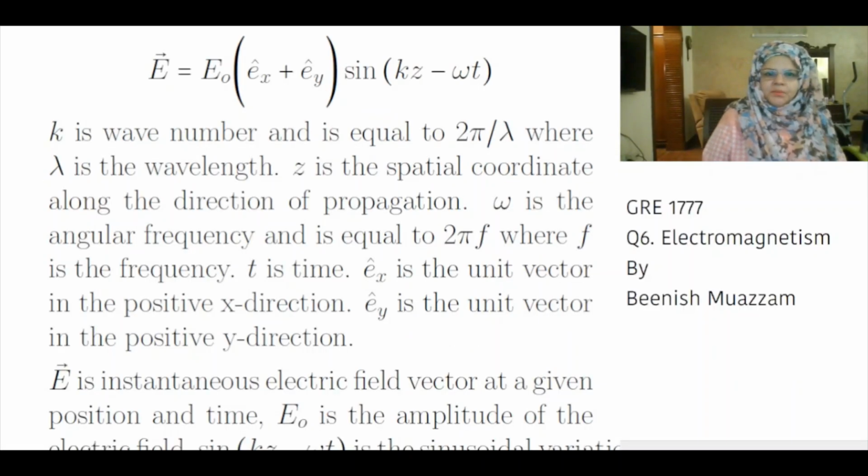We are provided with the equation E = E0 (x̂ + ŷ) sin(kz − ωt). k is the wave number and is equal to 2π over λ, where λ is the wavelength. z is the spatial coordinate along the direction of propagation. ω is the angular frequency and is equal to 2πf, where f is the frequency. t is time, x̂ is the unit vector in the positive x direction, ŷ is the unit vector in the positive y direction.